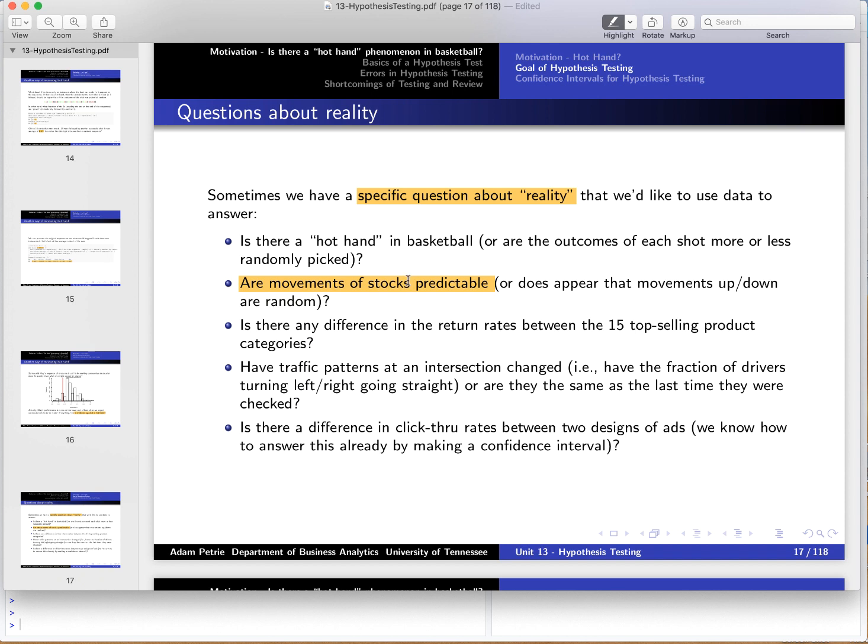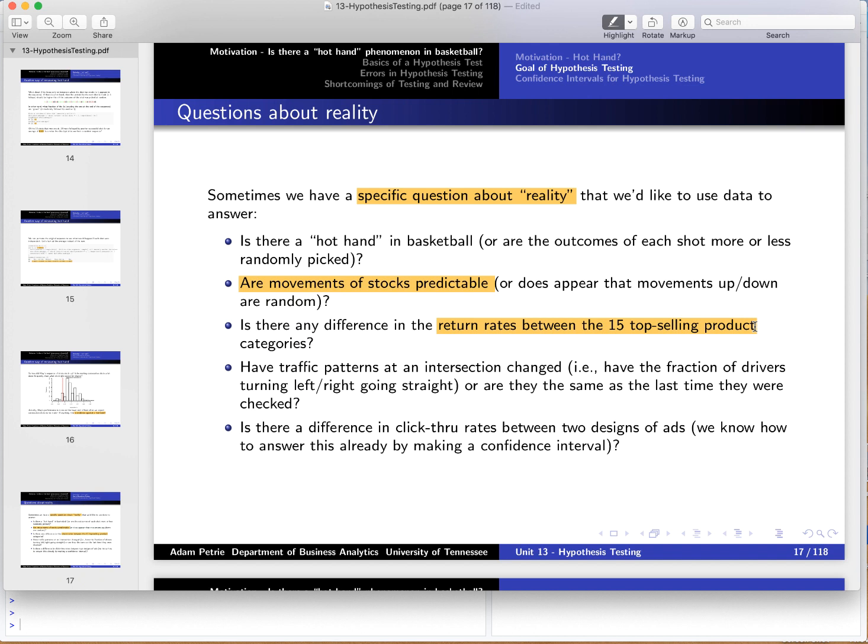If we have a more sophisticated question about comparing multiple groups, like are the return rates of 15 different product groups the same? Are there any sort of differences? Well, we could use a hypothesis test to help us answer that. Does it look like, based on the data that's been collected, that it's just consistent with one overall return rate describing the return rates of these 15 top-selling products, or are there differences across the product groups?